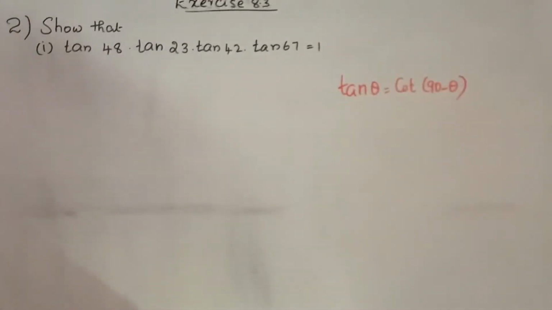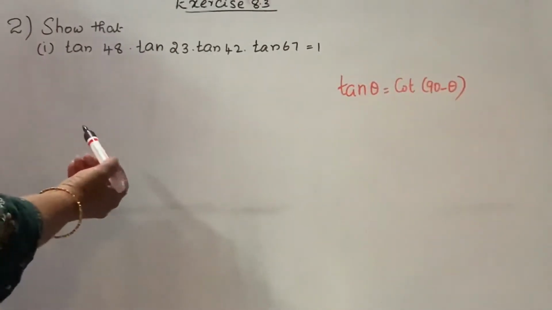Question number 2. Show that tan 48 into tan 23 plus tan 42 into tan 67 is equal to 1. Can you see any peculiar feature in this question? Is there anything special? Yes, because you can see complementary angles here.